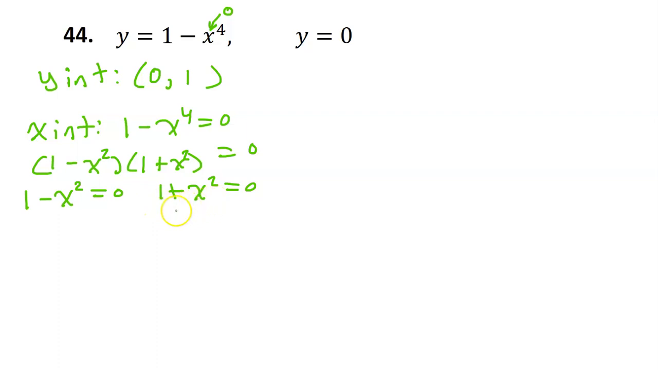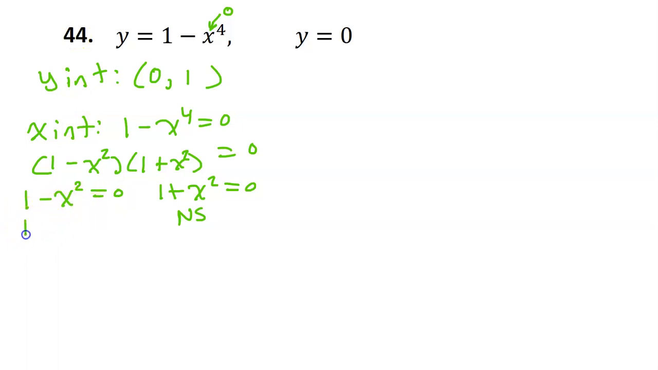The 1 plus x squared, we immediately know this will have no solution. If you were to subtract 1 from both sides, this is what we saw in the previous problem. We get x squared is equal to negative 1. That's not possible. So our only x-intercepts will come from this factor.